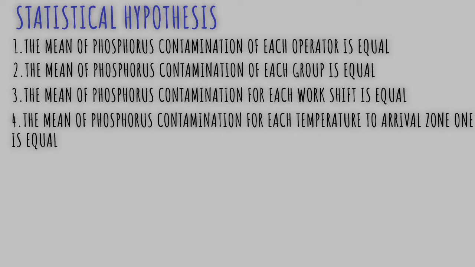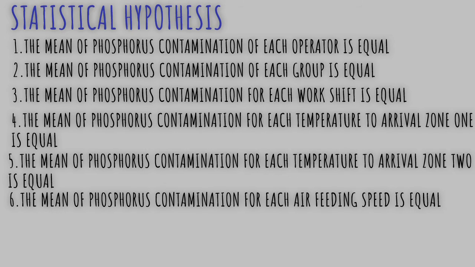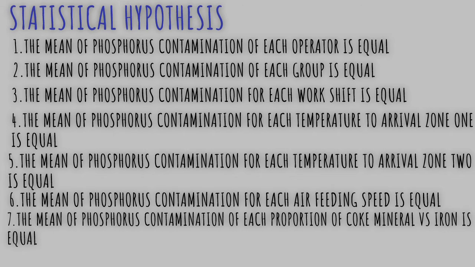Then, the mean of phosphorus contamination for each temperature of arrival of zone 1 is equal. The mean of phosphorus contamination for each temperature of arrival zone 2 is equal. The sixth one is that the mean of phosphorus contamination for each air feeding speed is equal. Then, the mean of phosphorus contamination for each proportion of coke mineral versus iron is equal.